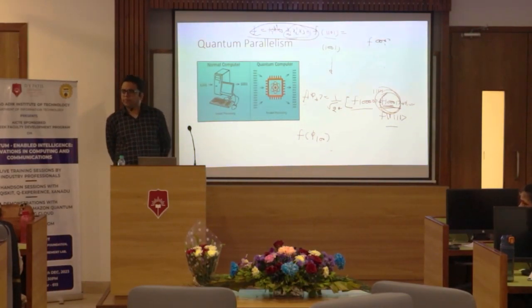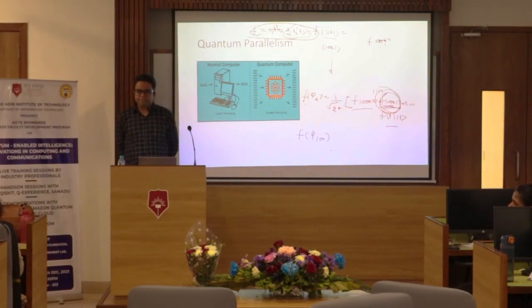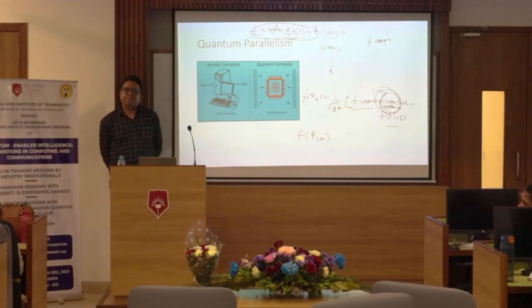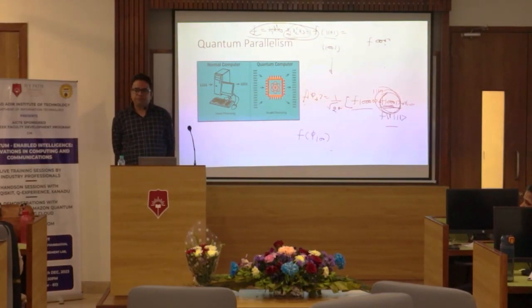Sir, in sequential, I am giving 16 inputs, and then I am getting the corresponding outputs. While in quantum, I am not giving any individual 4-bit input. So all 16 states are simultaneously operated on, and then I am measuring, right?